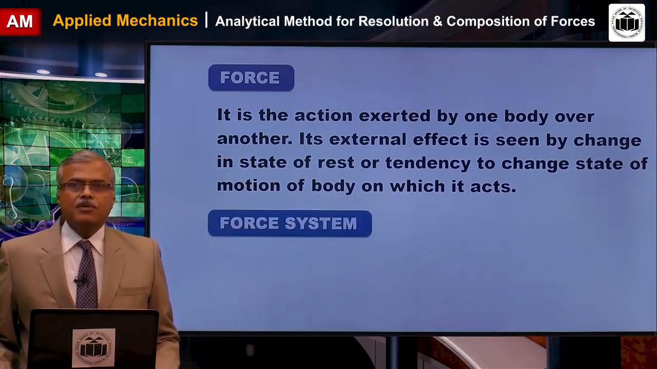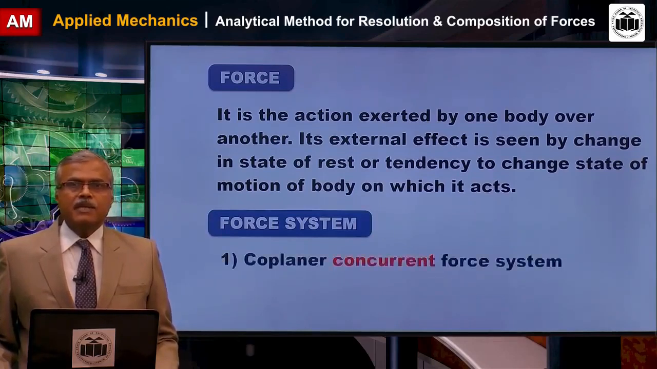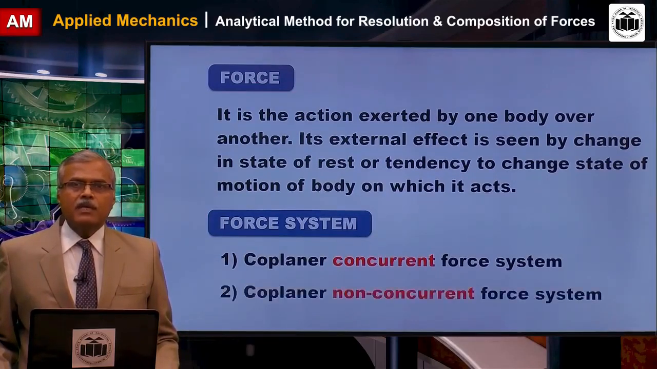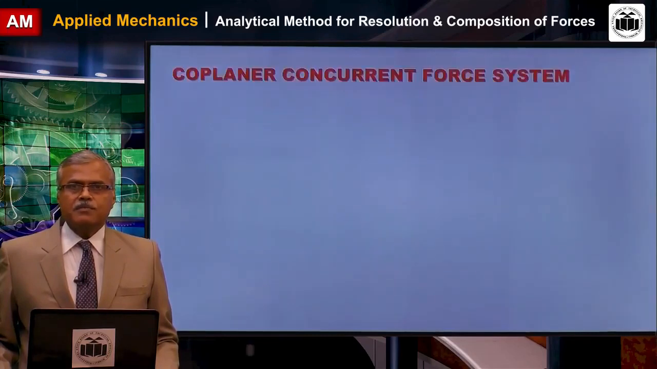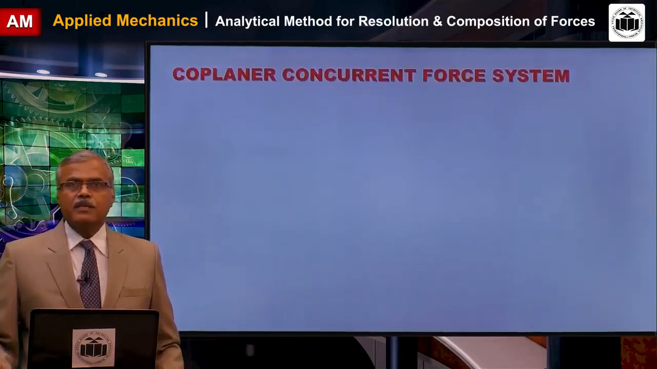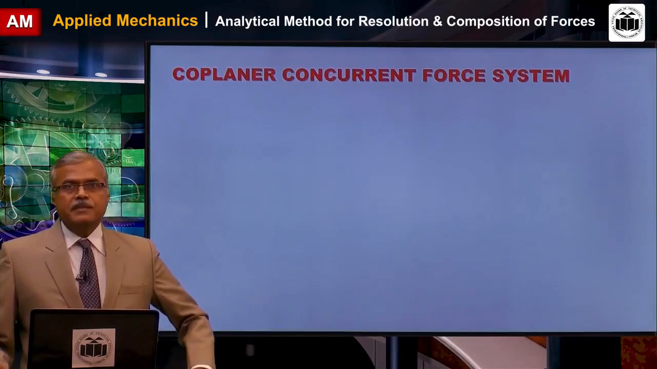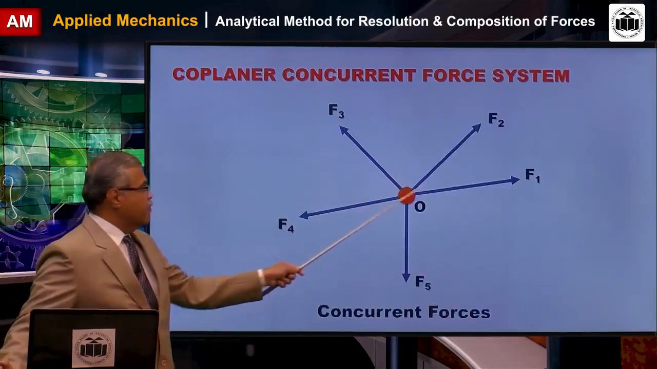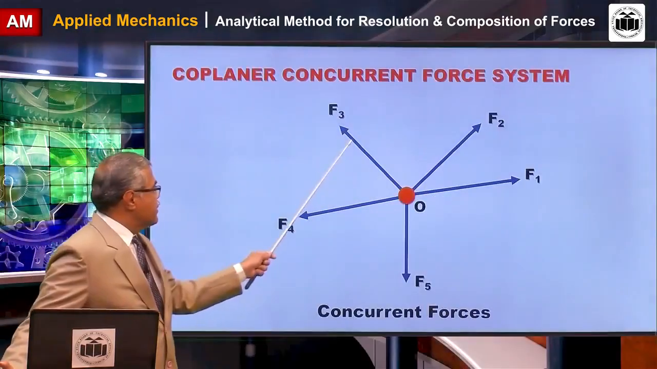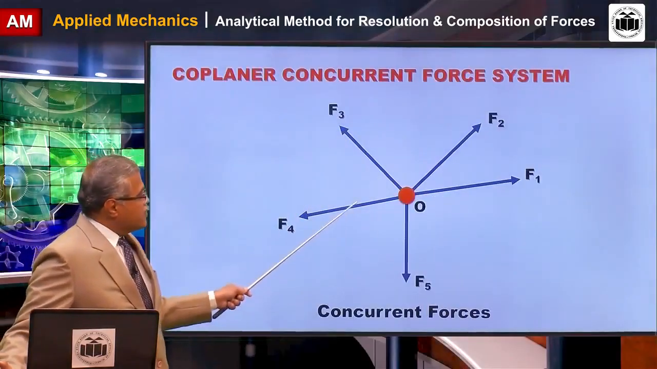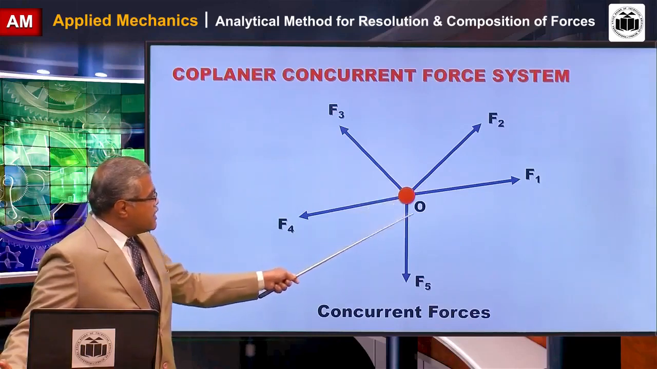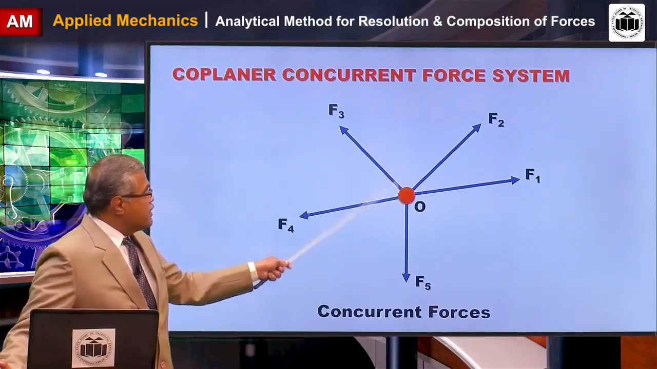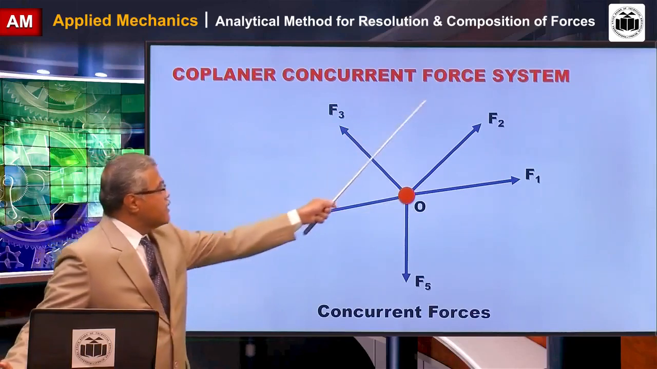Then we have force systems, as I explained earlier: one is the coplanar concurrent force system and the other is the coplanar non-concurrent force system. First is the coplanar concurrent force system. In this system, we have different forces, F1, F2, F3, F4 and F5. All these forces are passing through this single point O. Therefore, this system is called a coplanar concurrent force system.